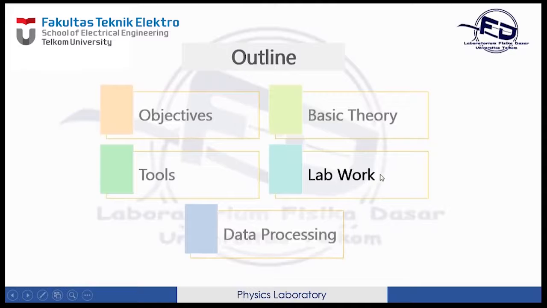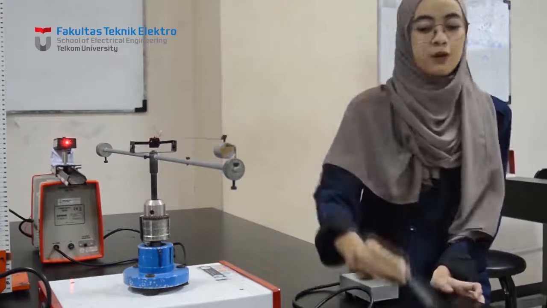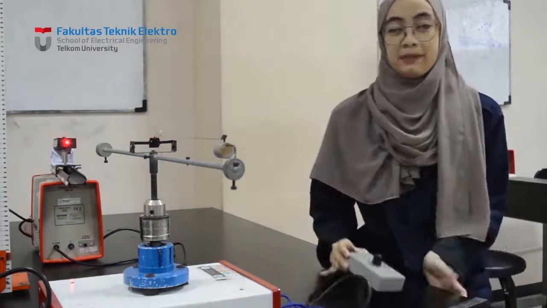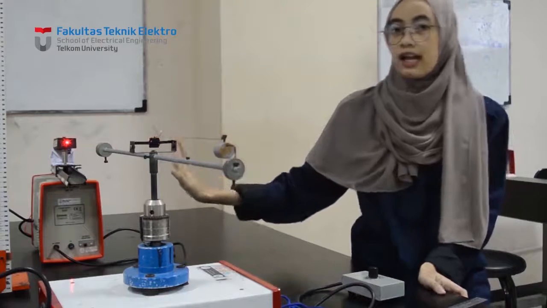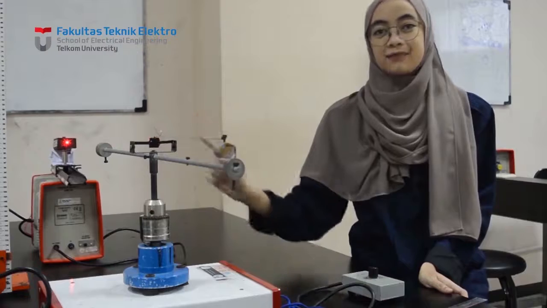Now let's go to the lab works now, shall we? Now let me introduce the tools. First, dynamometer. Second, stopwatch. Third, plastic ruler 30 cm. 4. Speed control. 5. Electric motor with angular rate control unit. 6. Centripetal force tool. 7. Laser. 8. Scalpel.